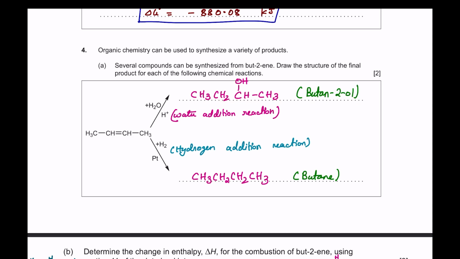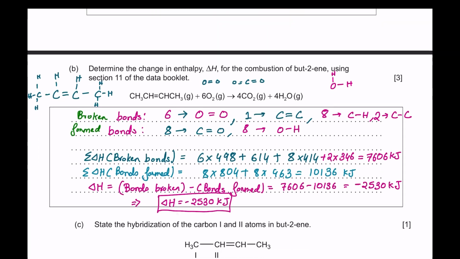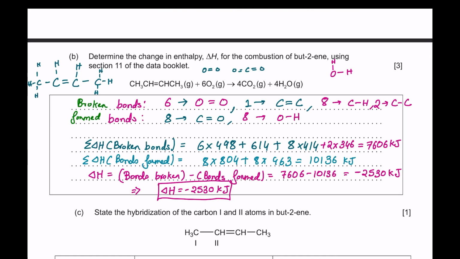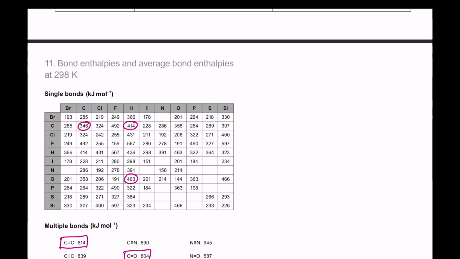So this will be the final structure. Now, moving to the next question, we have to determine the enthalpy delta H of combustion for butene using section 11 of the data booklet. Okay, so they have also given us this reaction and we have to use section 11 specifically. So this is section 11.